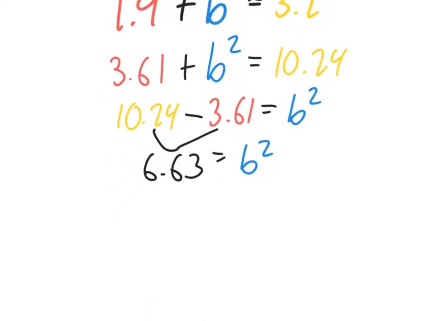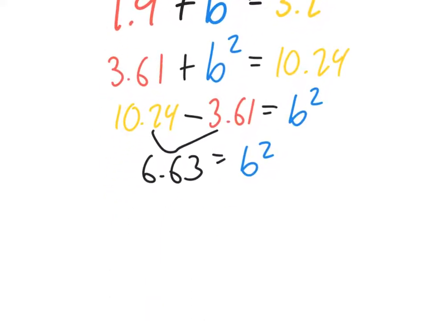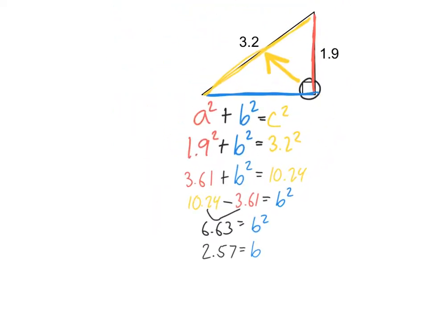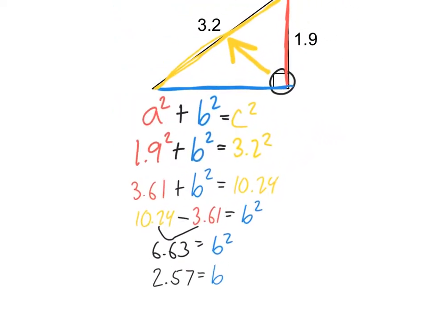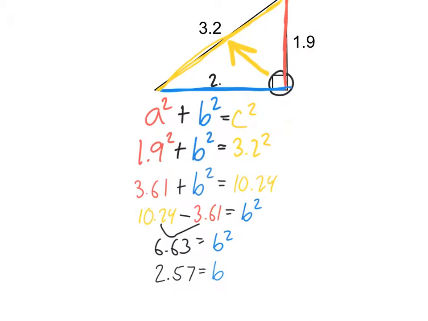And again, just like before, whenever we had C squared, in order to have B completely by itself, I have to take the square root. So I'm going to take the square root of 6.63, and I get one of those crazy long decimal numbers, so I'm going to call it 2.57, approximately the value of B, which fits in, and we happen to get lucky that we picked the right side. So B ends up being 2.57.